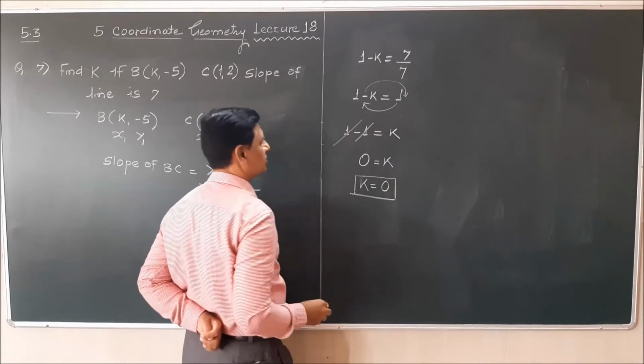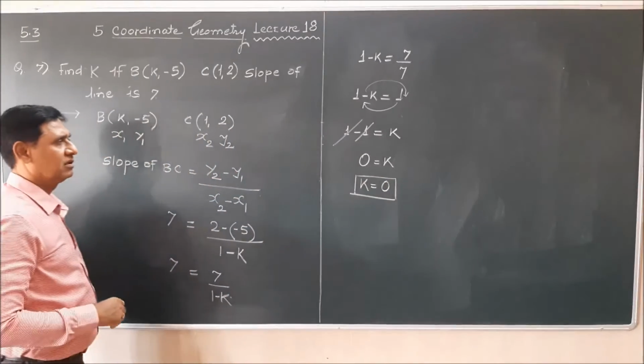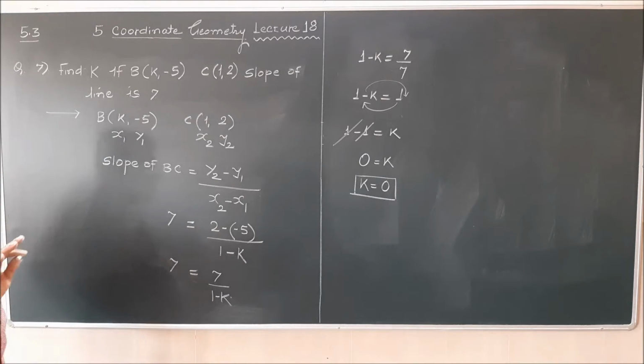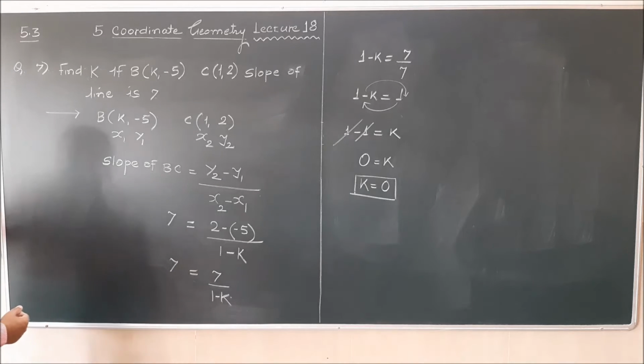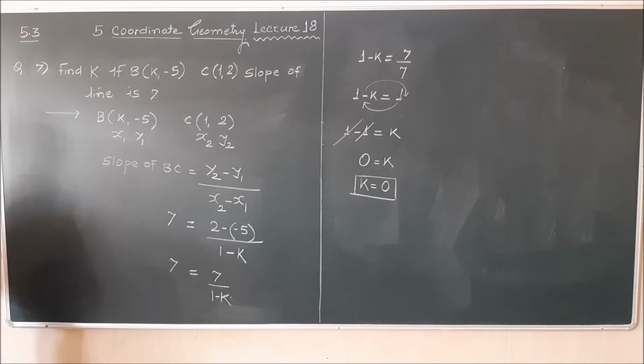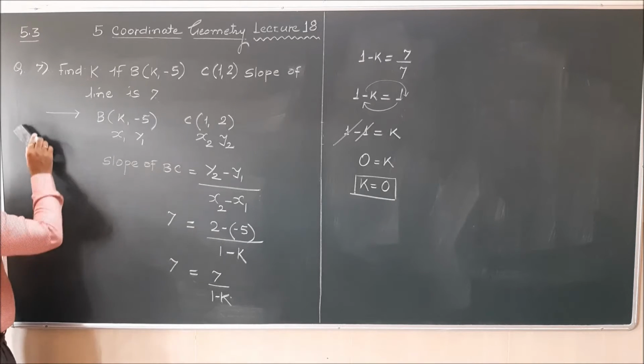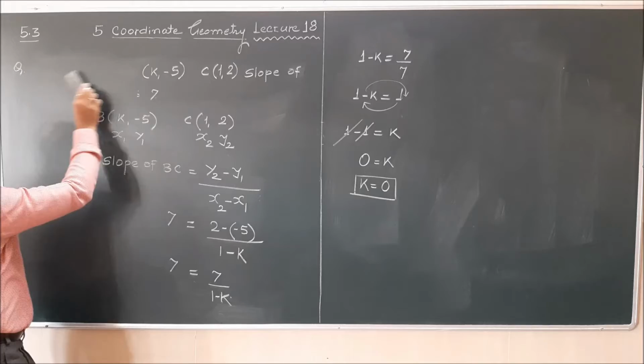Like the previous sum, there is no difference between the previous sum and this sum, only values are different. So this is how you will get the answer of question 7, k as 0. Now let's do question number 8.